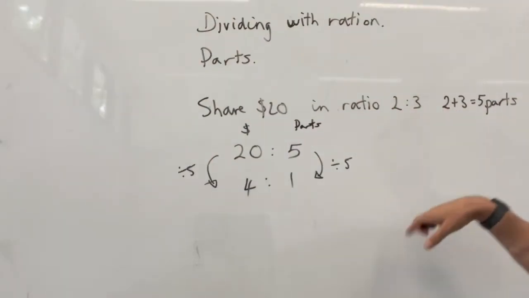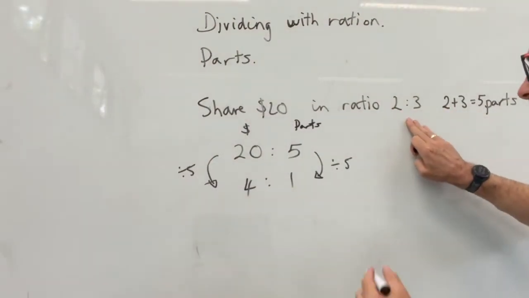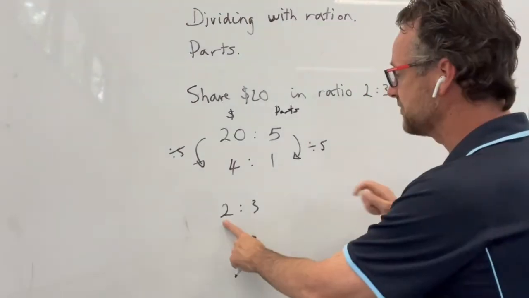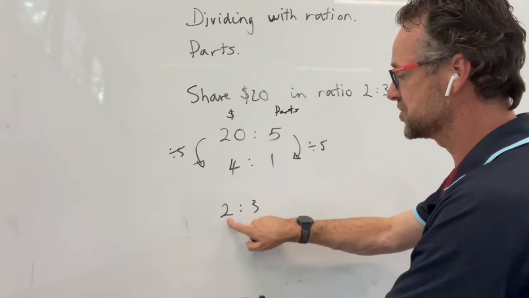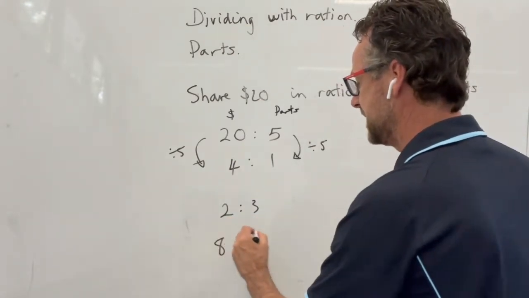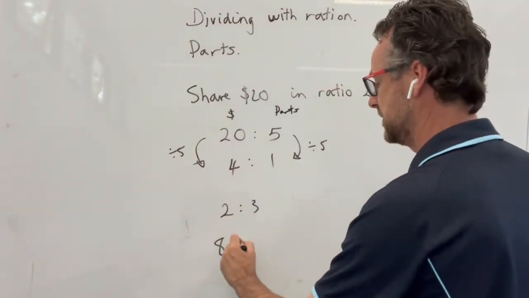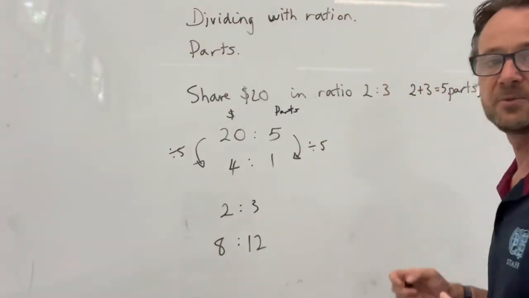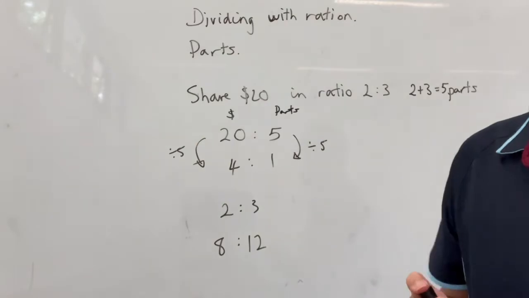So if we go back to our original ratio of 2:3, for 2 parts, for every one part there's 4. So if there's 2, that means 2 times 4 is 8. And for 3, 3 times 4 is 12. Okay, and then obviously 8 plus 12 is 20, which gets us back to the original amount. So we know that that is correct.